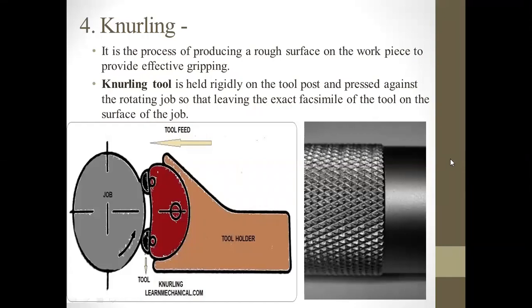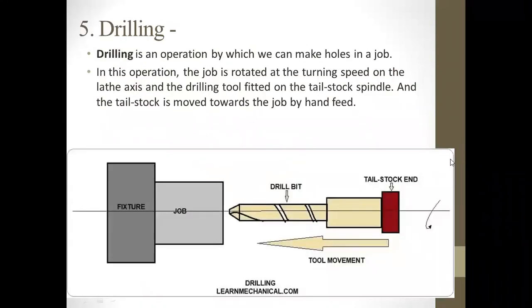Now see, the next operation performed on the lathe machine is the drilling operation. In this drilling operation, the drill bit will be fixed on the tailstock, and the axis of the drill bit is coaxial with the axis of the job. In this operation, the tool is always fixed on the tailstock only.